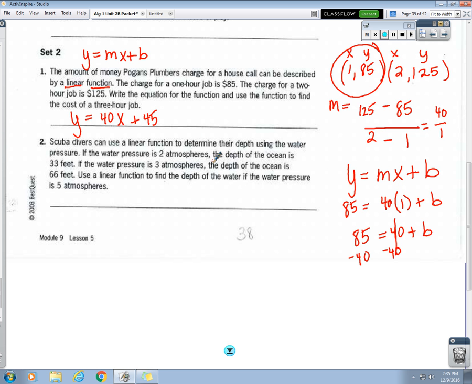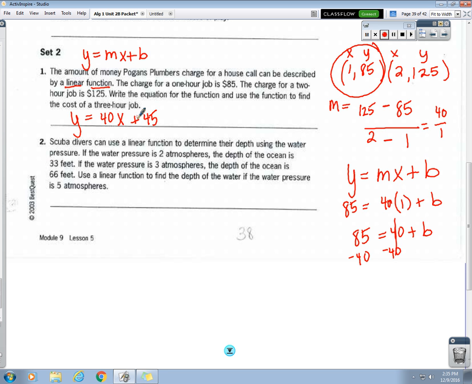So let's talk about this scenario really quickly. If they charge $40 an hour, why would a 1-hour job cost $85? Let me say that again. I didn't hear you, sorry. If it's 40 bucks an hour, why is a 1-hour job $85? Yeah, or maybe like parts. You know what I mean?